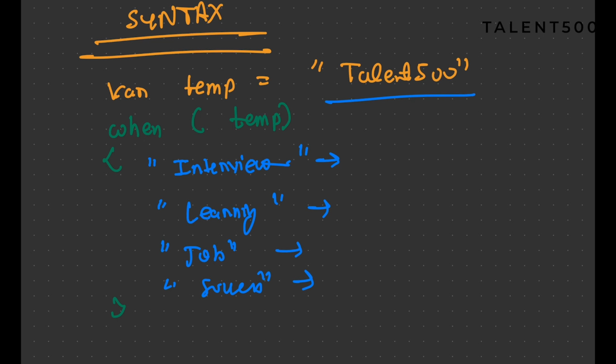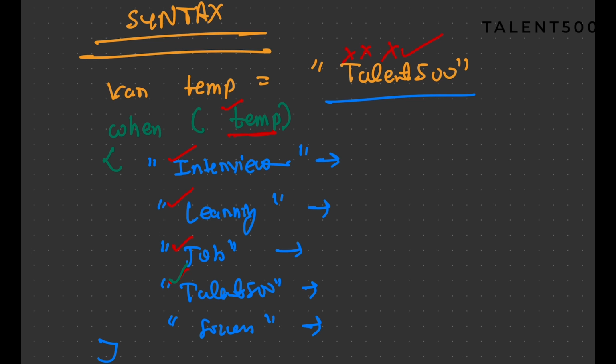Since I have given Talent500, at least one of these should have that name, right? So maybe I can do something like this, Talent500, and then I have success as well as one of the options here. Now it will check when temp is equal to interview. No, it is not. Is temp equal to learning? No. Is temp equal to job? No. Is the temp value equal to Talent500? Yes. So we got the match here.